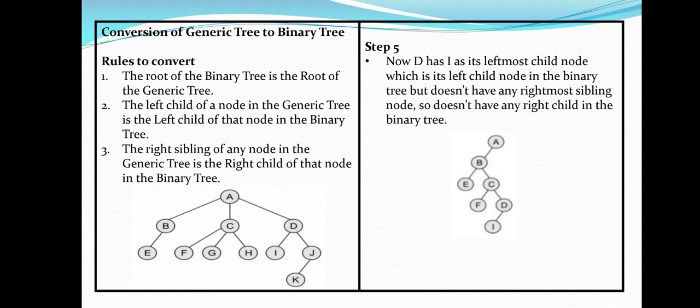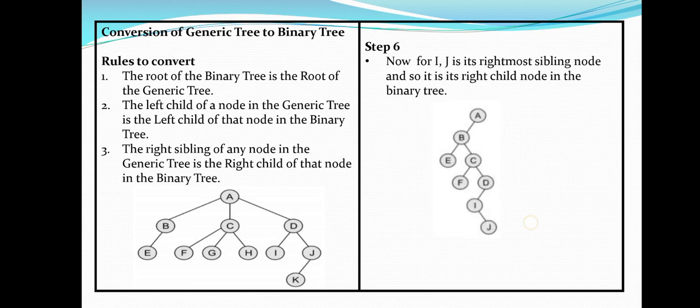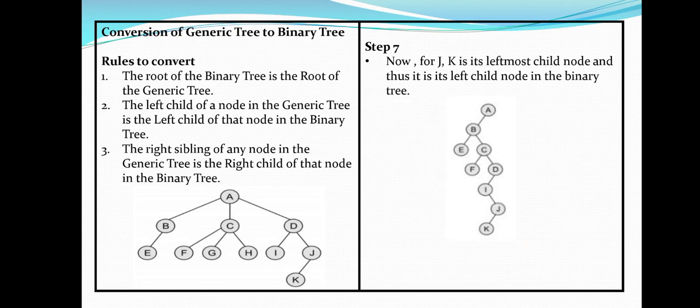So now consider I. I doesn't have any children in the generic tree, so there is no left child. But I has a right sibling, right? So the right sibling of I is J. So we can put the right child of I as J. So the right child of I is J. So now K is the left child of J. So directly we can add K as the left child of J.